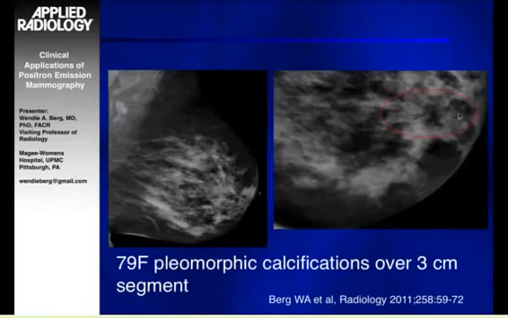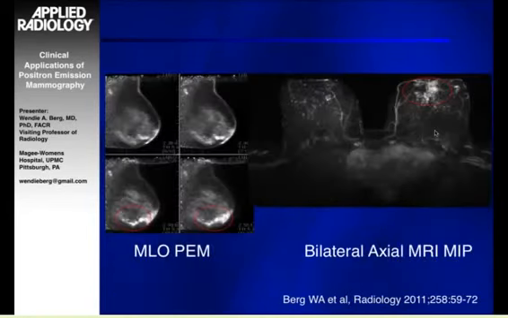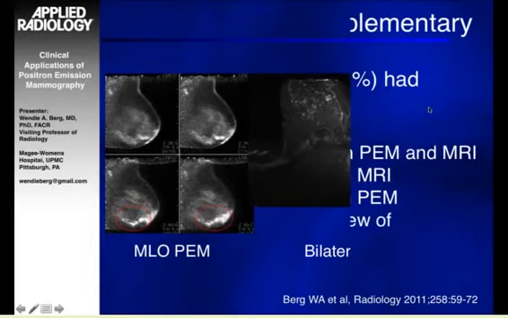Another patient who had about a 3-centimeter area of pleomorphic calcifications on mammography was thought to be a candidate for lumpectomy surgery, but when we did the additional imaging, you could see with PEM and with MRI that there was much more extensive disease over about a 7-centimeter segment, and so then she also appropriately had mastectomy.